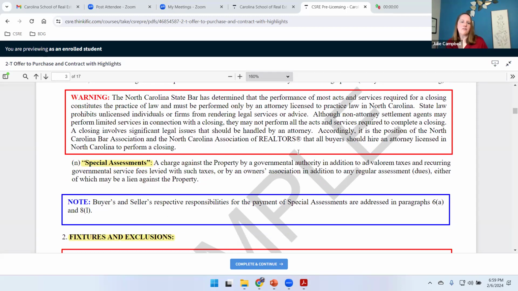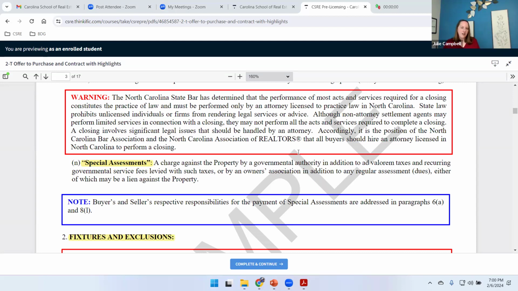The last thing we're going to define is special assessments, which we already have. It's just a charge against a property, either by a governmental authority or an owner's association. So the government may put down a special assessment. It's an improvement to the property. So maybe they're going to install sidewalks or street lights. Maybe the owners association has a special assessment to redo the roofs in the condominium complex.